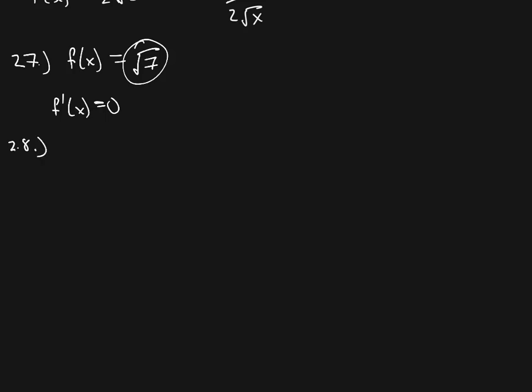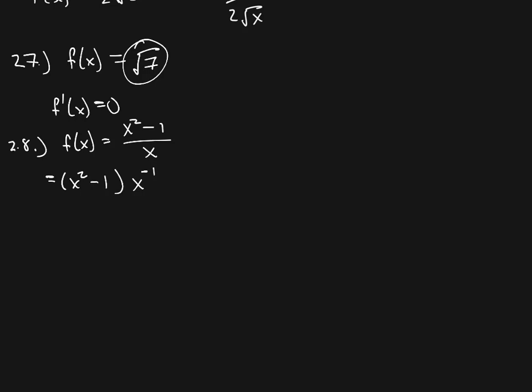Whoops, problem number 28. For 28, we have that f of x is equal to x squared minus 1 over x. All right, so one way that we could rewrite this, if we wanted to, there's several ways that we can do this, but we can recognize that this is simply equal to x squared minus 1 times x to the minus 1. Right? That is exactly the same thing.